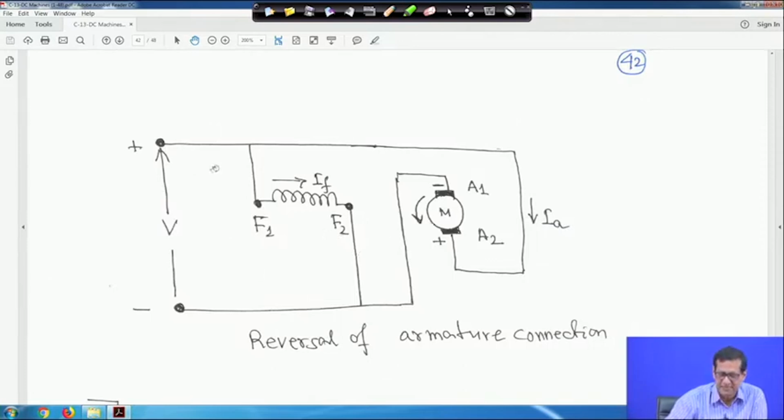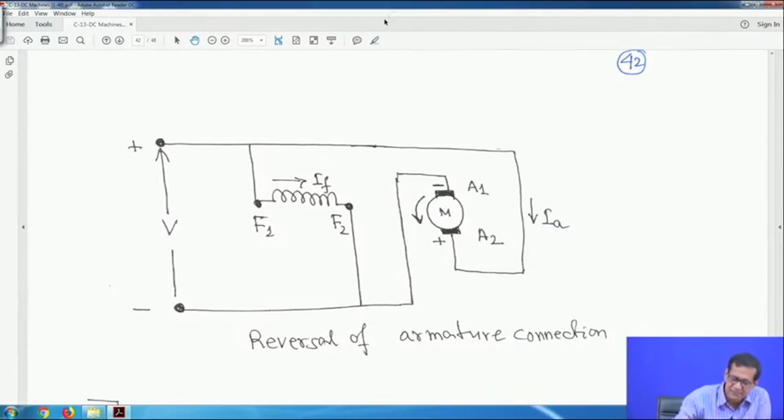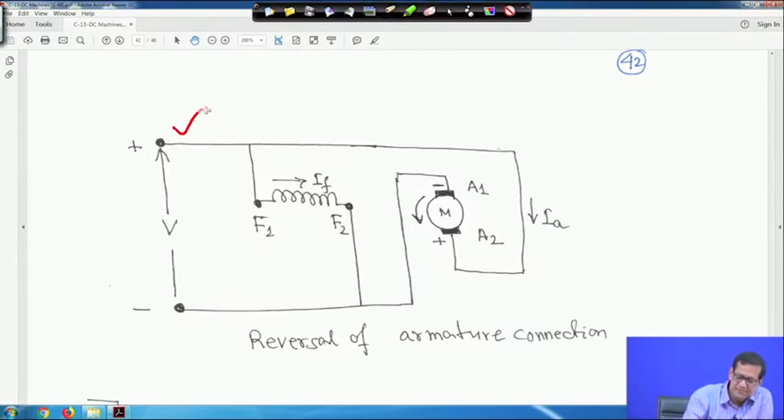And another thing is the terminal voltage. Suppose this is plus, this is minus; if you interchange this terminal, if I connect it to minus and the other to plus, the machine will rotate in the same direction. In your laboratory you can verify this easily, because if you interchange, both the field current and the armature current directions will change. So ultimately, torque is proportional to phi into Ia, that means generally torque is proportional to the product of field current and armature current. Both directions are changing, so the machine will rotate in the same direction.